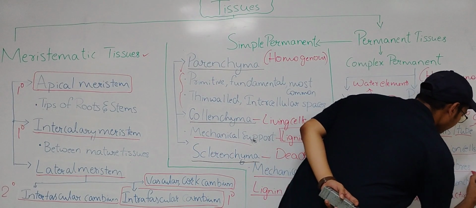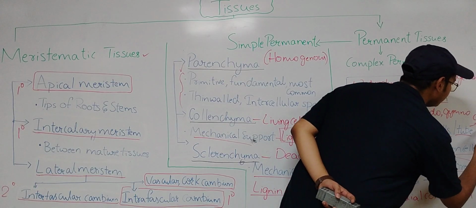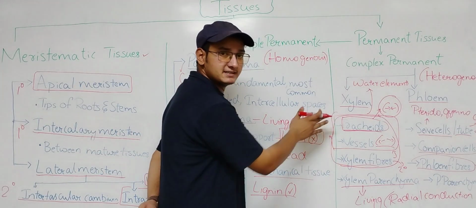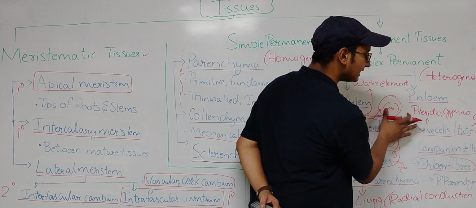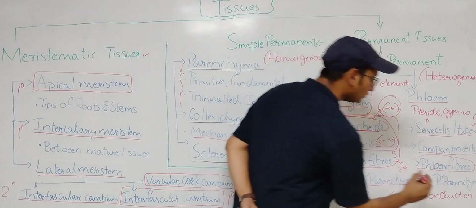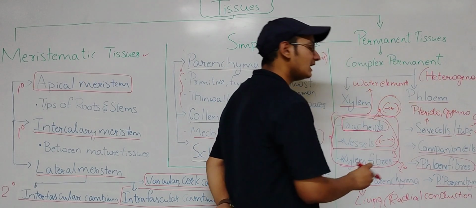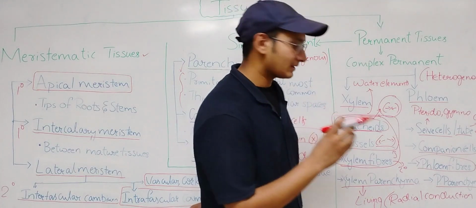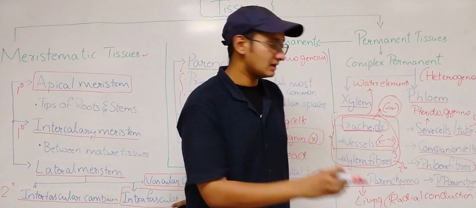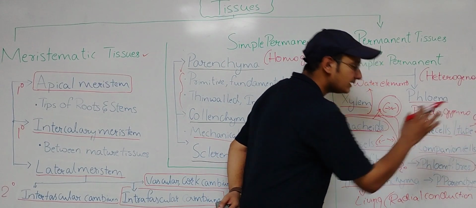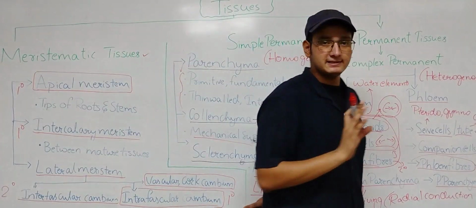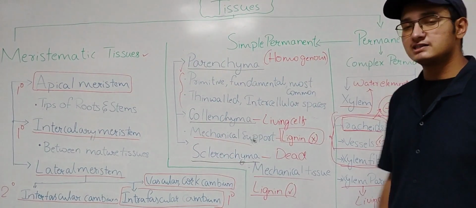And these phloem fibers help the sieve elements. Here xylem fibers help the tracheids and vessels, and here phloem fibers help the sieve tubes, sieve elements and companion cells. And coming to phloem parenchyma, they help in radial conduction of food. Here xylem parenchyma helps in radial conduction of water. But the phloem parenchyma has almost the same function, here it is replaced by food. So that's the basic difference between them. So let's go to the other part.